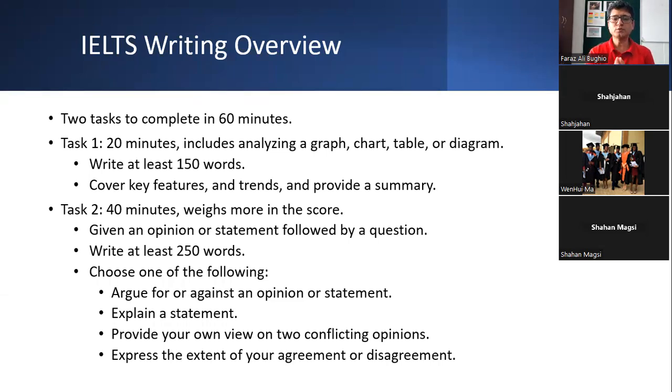So what you will be doing, you'll be writing key features, trends, and you will provide a summary. So you'll not be writing everything that you see. You'll have to decide what is the important thing to be discussed and what can be omitted. So make a wise decision and then write accordingly. Write only what is important. Okay, so write key features. Do not write everything, and then determine trend.